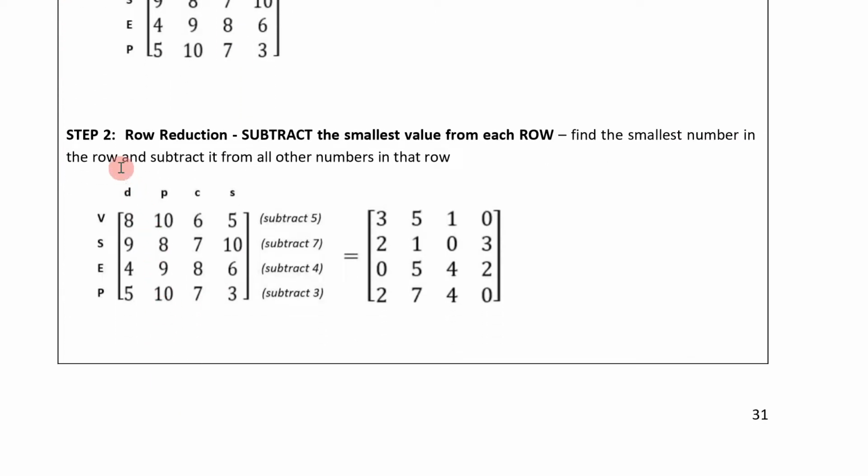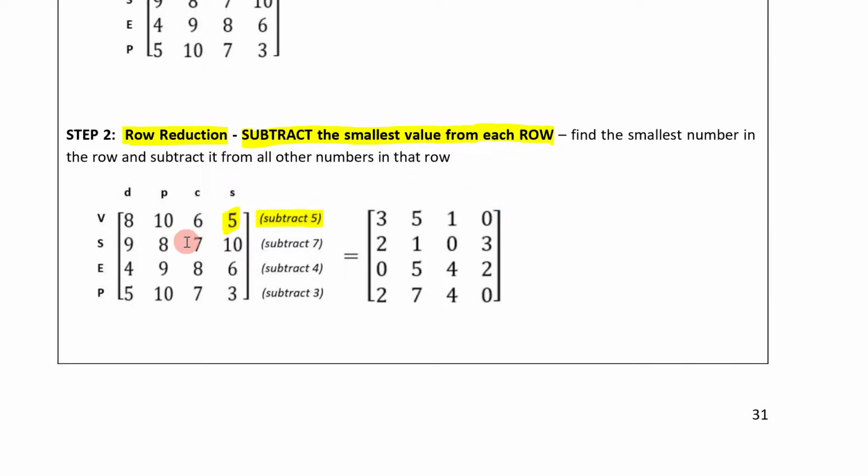Let's now move on to step 2. Okay, so what's step 2? Step 2 is row reduction. So that is subtract the smallest value from each row. So find the smallest number in the row and subtract it from all the other numbers in that row. So for instance, in the Vanita row here, we have the smallest number of 5. So that means we're going to subtract 5 from every number in this row. 8 minus 5 is 3. 10 minus 5 is 5. 6 minus 5 is 1. 5 minus 5 is 0.